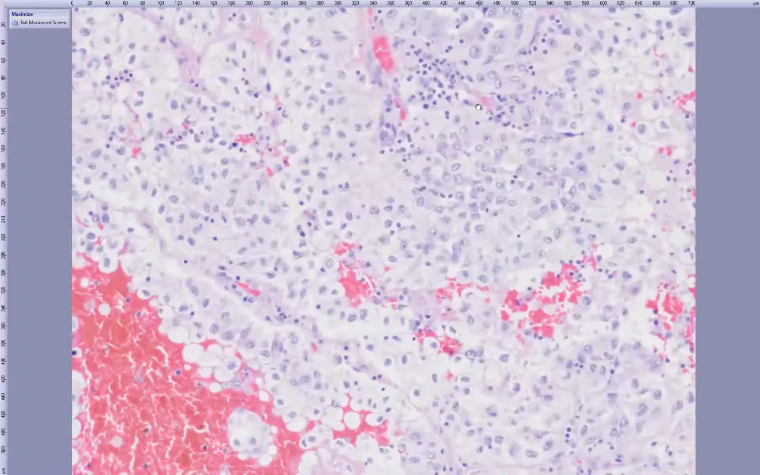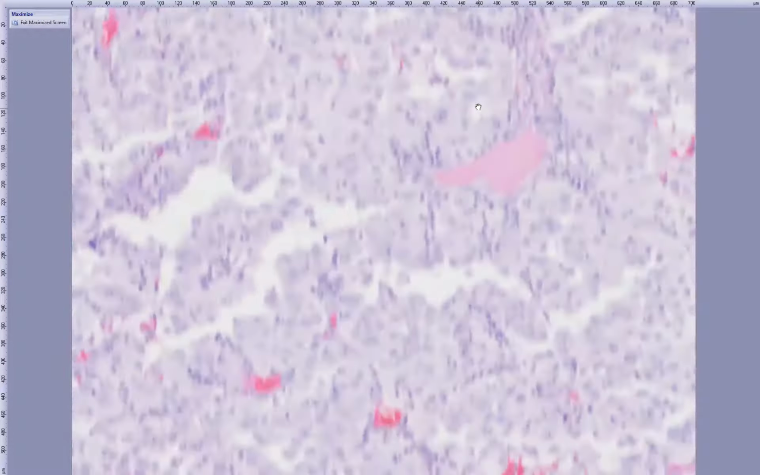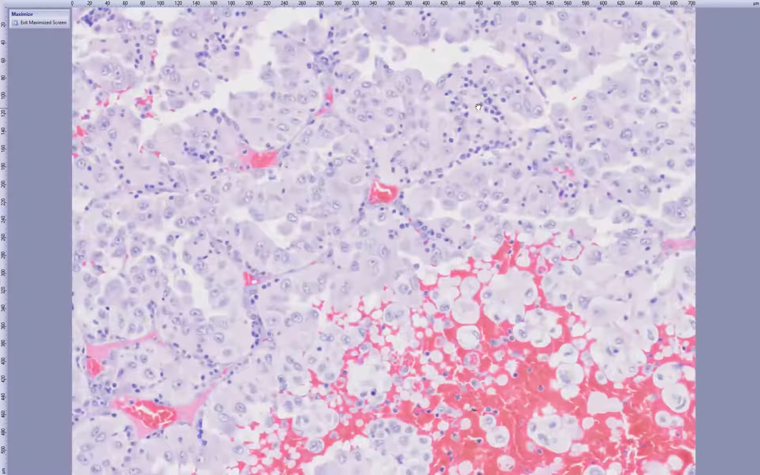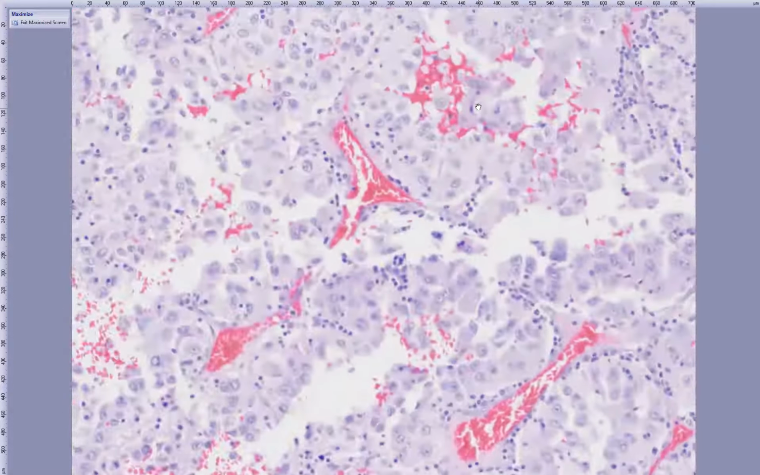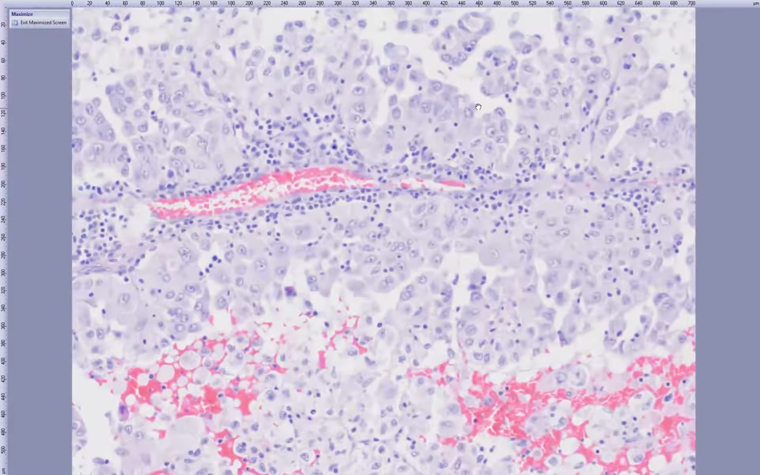It's important to know that there is a subset of these translocation associated renal cell carcinomas that have alterations in TFEB. And so if you have a strong suspicion that you're dealing with a translocation associated renal cell carcinoma and it's negative for TFE3, maybe consider doing a TFEB. That may help you out a little bit.